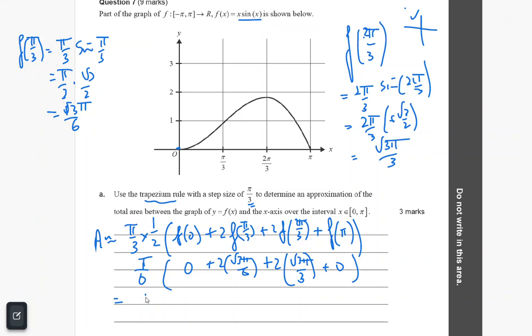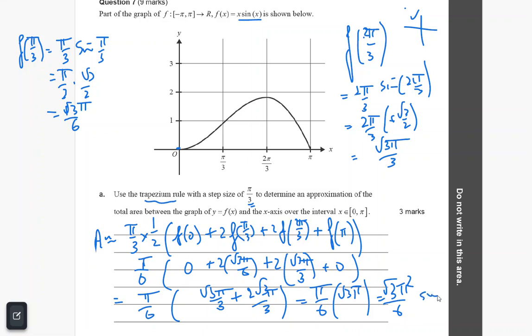Which gives you an answer which is pi on 6 times, that's root 3 pi on 3 plus 2 root 3 pi on 3, which is 3 root 3 pi on 3, which is root 3 pi. So I've got pi on 6 times root 3 pi, which gives you root 3 pi squared on 6 square units is going to be the answer.